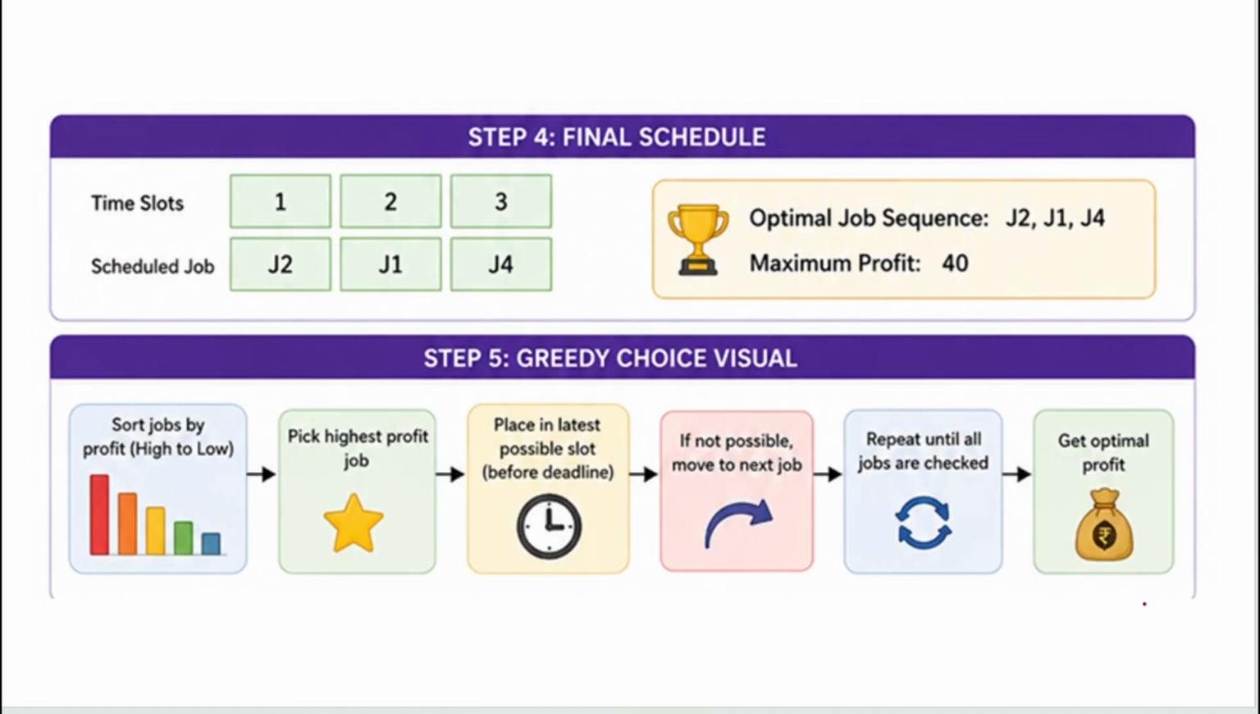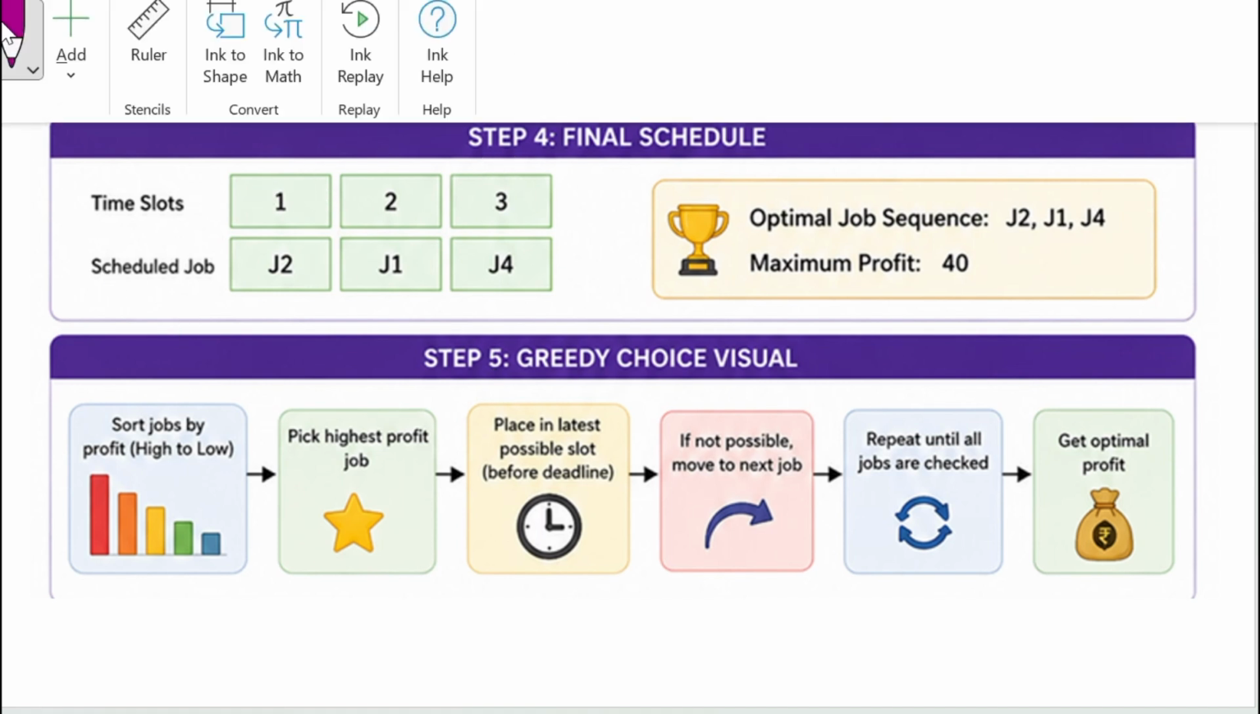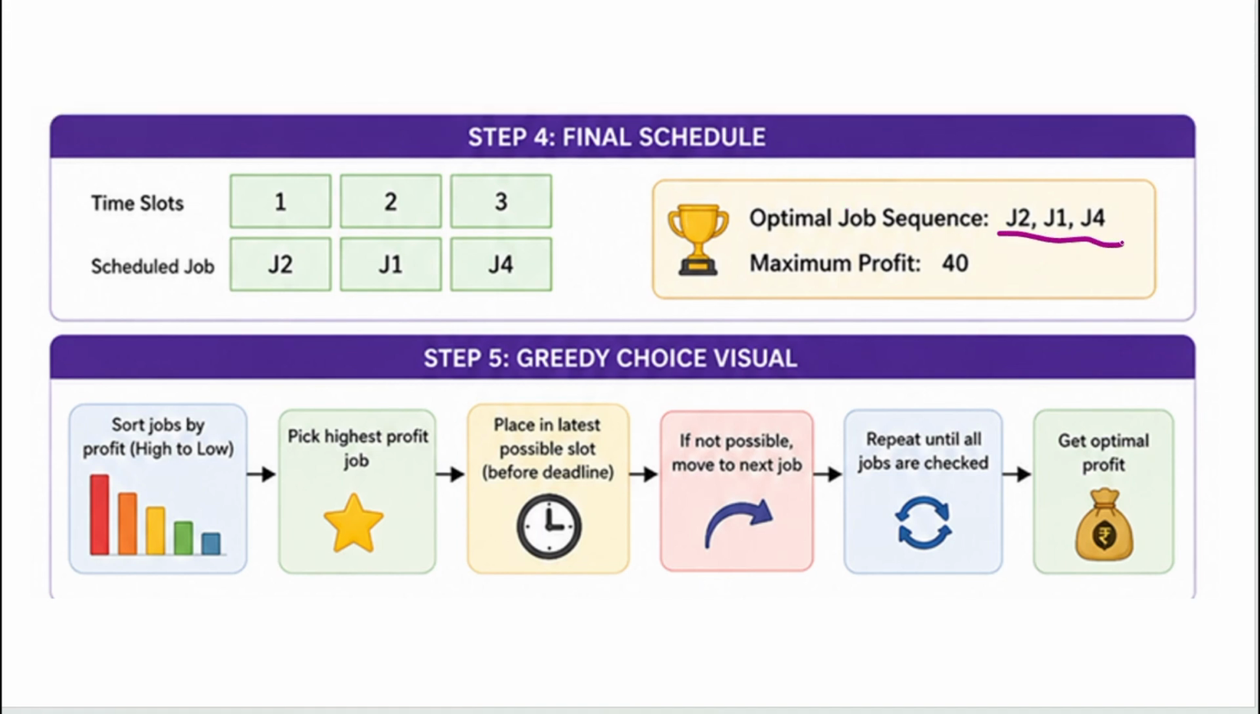So this is the final time schedule. These are the time slots and these are the scheduled jobs. So the optimal job sequence is J2, J1, J4. If we add the jobs in the particular time slots in this order, J2, J1, J4, we can get the maximum profit, that is 40 here.